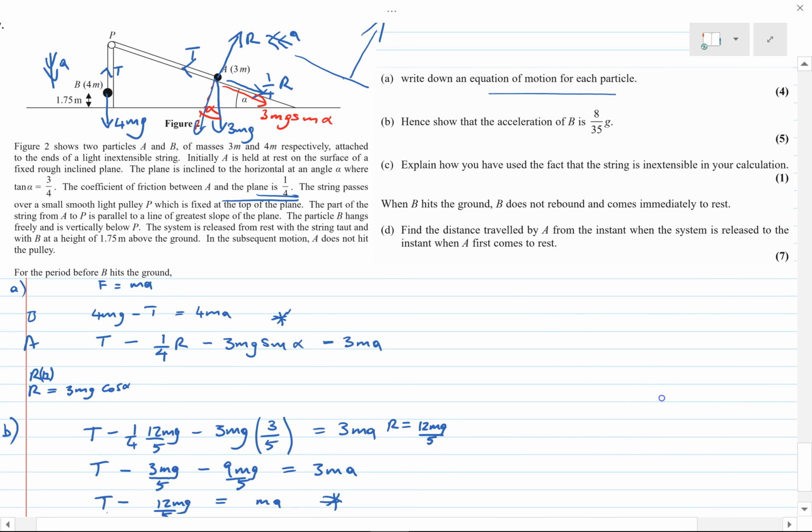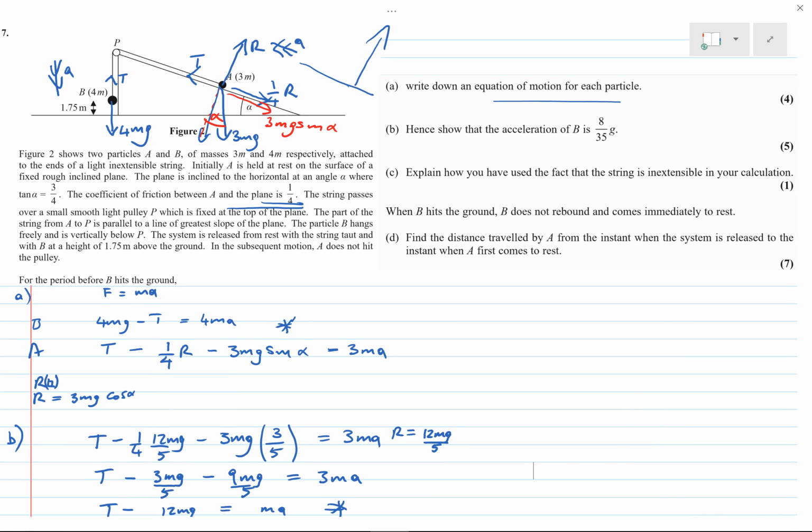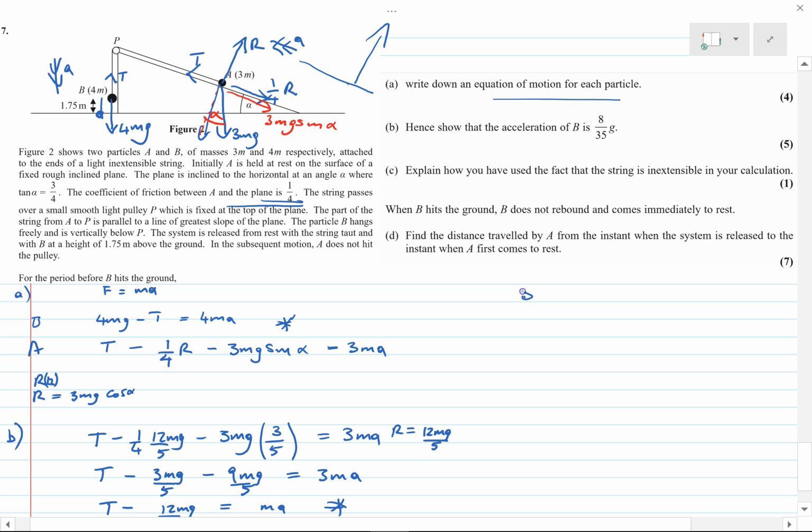Okay, so now we have a long 7-mark question at the end. Fairly common scenario. B hits the ground, and then A carries on moving up the slope, and how far is the total distance it travels? Well, there's a few things we need to work out. We need to work out the speed of A and B when B hits the ground. So that's during the accelerating phase, because it's going to be accelerating at that point.